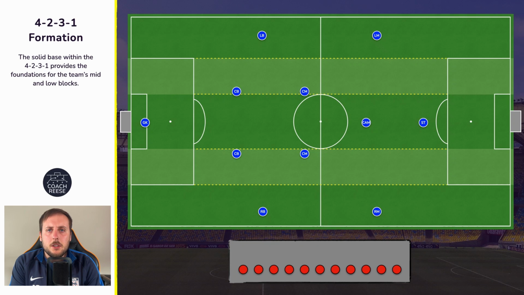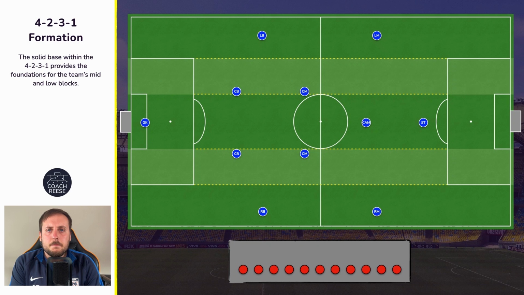So in today's video we're going to conclude our look at the 4-2-3-1 formation, and we're going to focus around the mid and low blocks. As always, I will leave timestamps and chapters below.